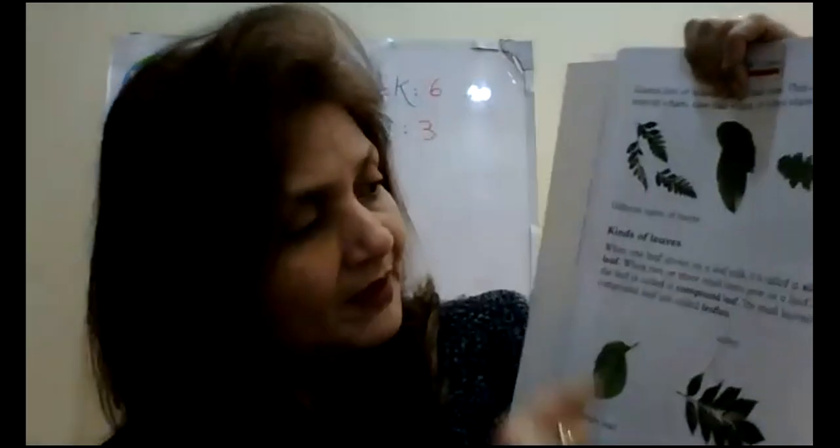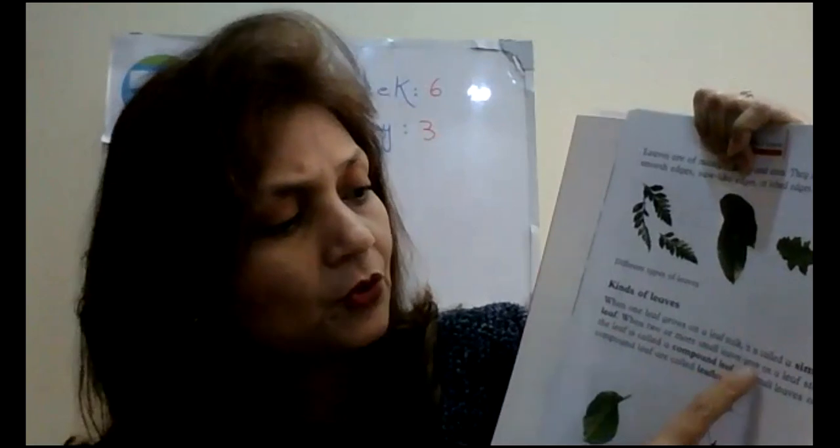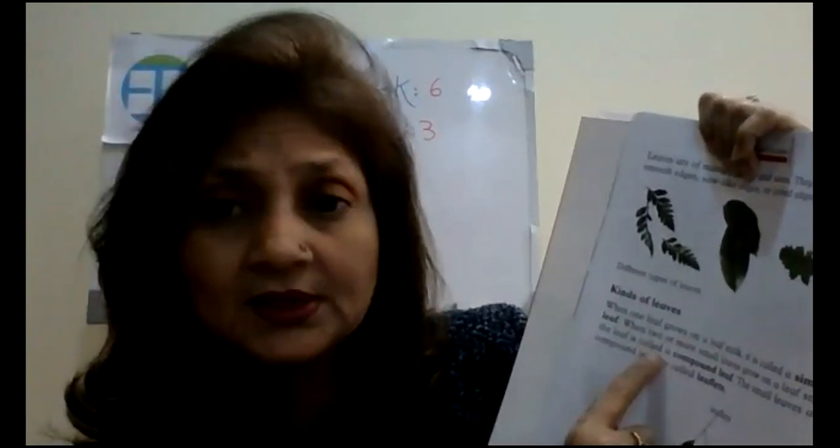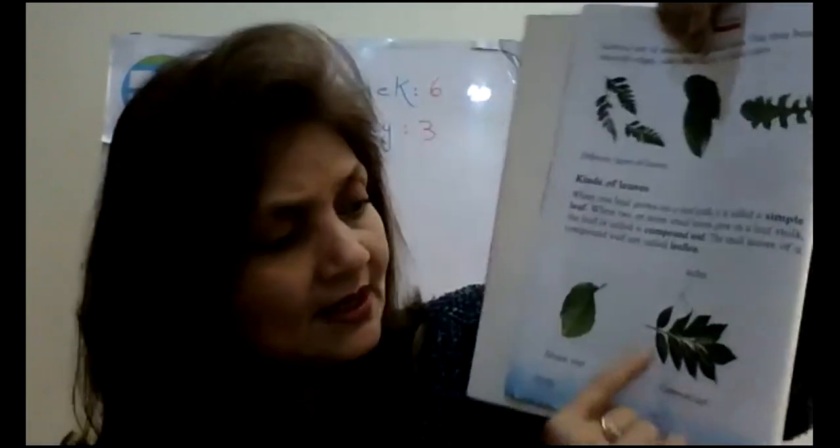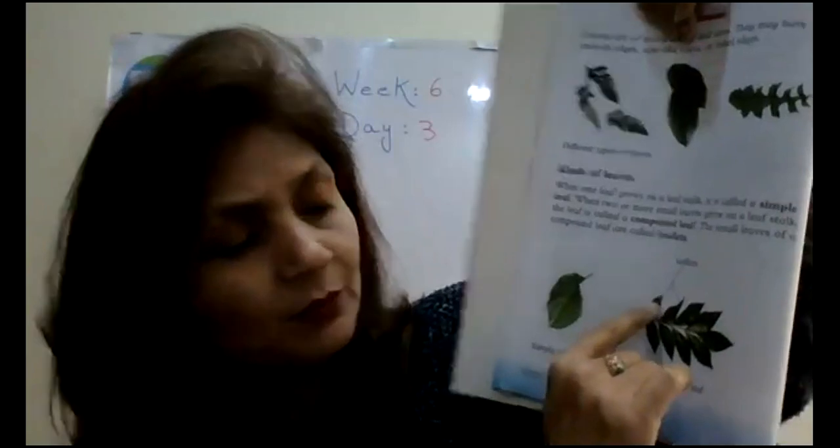Now, if you open your page number 30, here you can see the kinds of leaves and the same information which I have discussed with you just now. They have given that when one leaf grows on the leaf stalk, it is called a simple leaf. When two or more small leaves grow on a leaf stalk, the leaf is called the compound leaf. The small leaves of a compound leaf are called leaflets, right? You can see there, this is a simple leaf and these are the compound leaf. And the small leaves which are here, these are the leaflets, right?